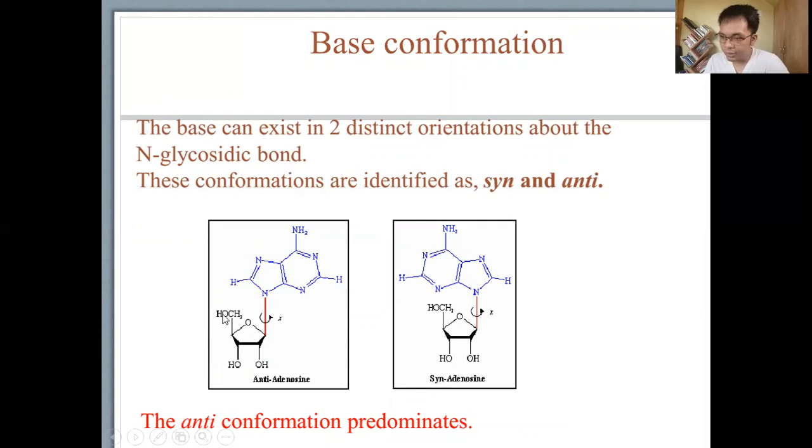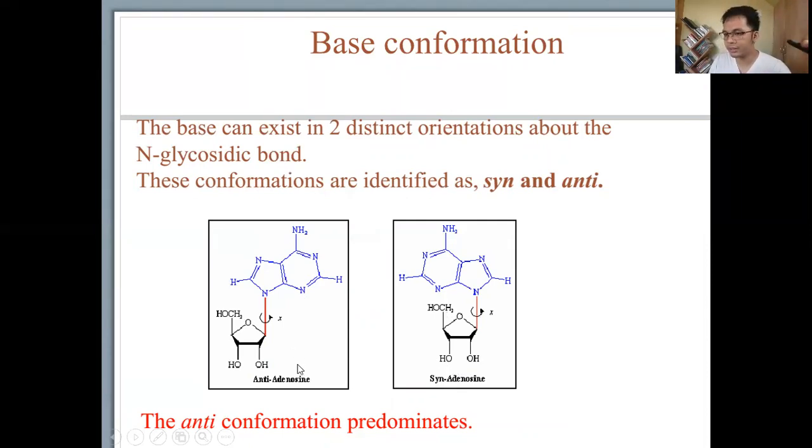Okay, kasi wala siyang phosphate group, nucleoside ito. Ang nagde-dominate na conformation dito ay ang anti. Ito yung anti, ito yung syn. When we say anti, nasa opposite direction siya with respect to our ribose. Kapag naman syn, nasa same orientation siya with respect to the adenosine natin. So, nagde-dominate dito guys is the anti-conformation.